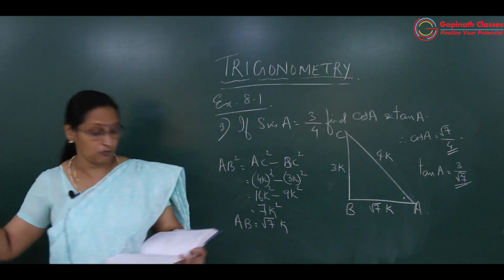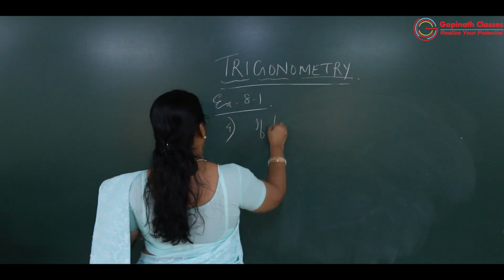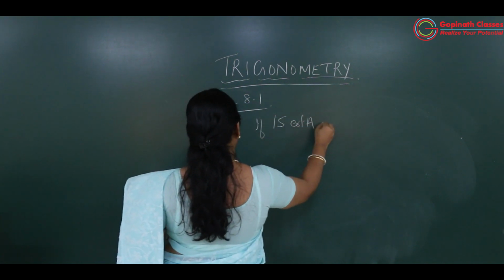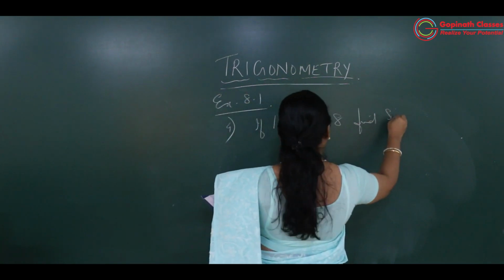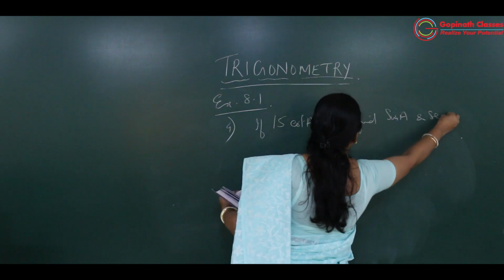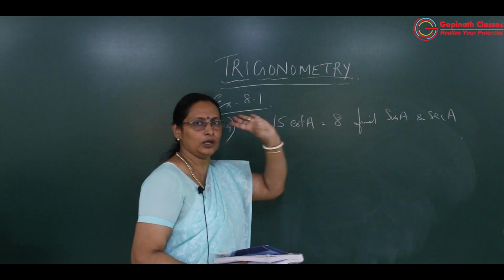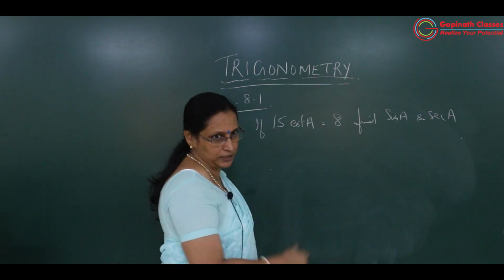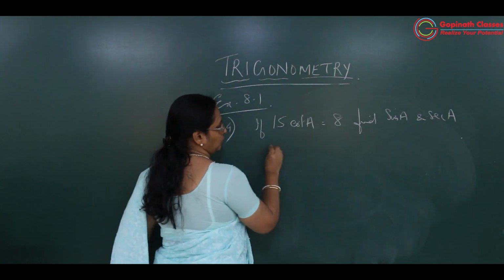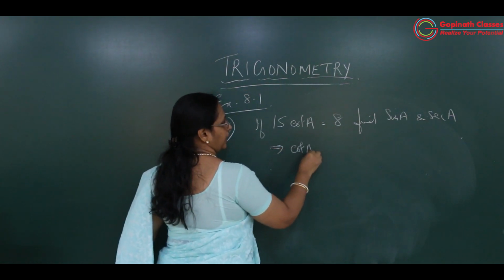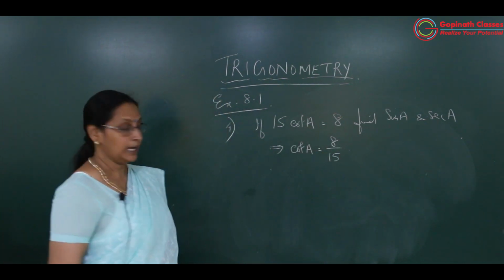Now let's go to the fourth question. The fourth question is: it's given 15 cot A is equal to 8. You have to find sin A and sec A. I said if you know one ratio, you can find out all the other 5 ratios. You can do any operation with those remaining 5 ratios. If 15 cot A is 8, what does this mean? Cot A is nothing but 8 upon 15.